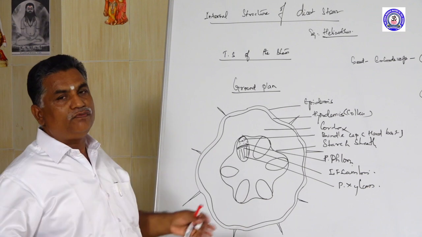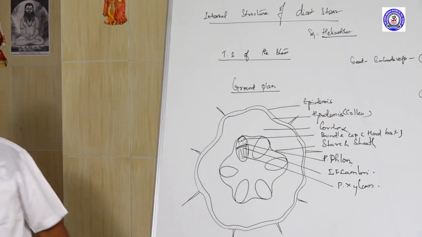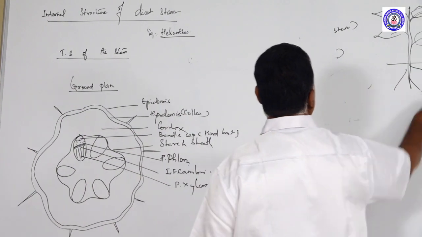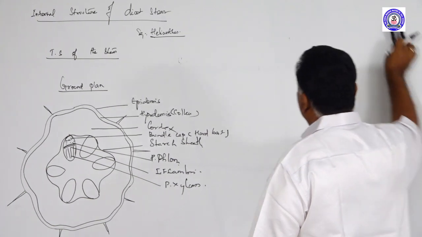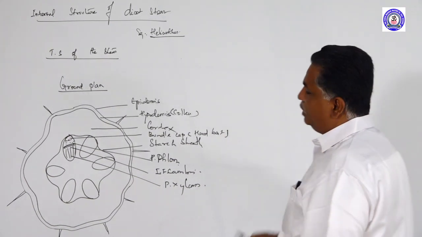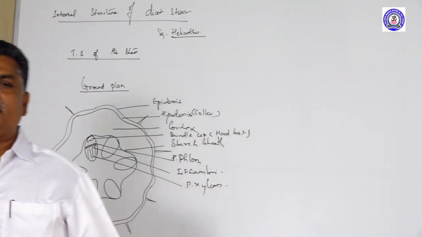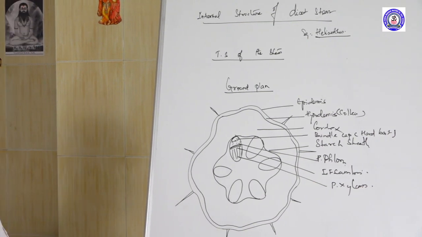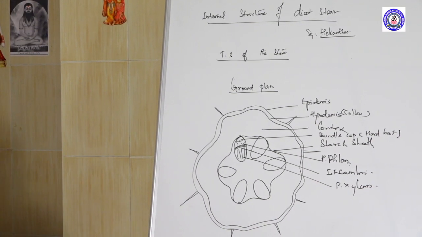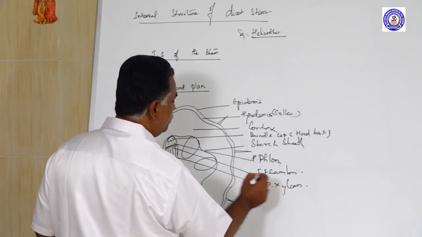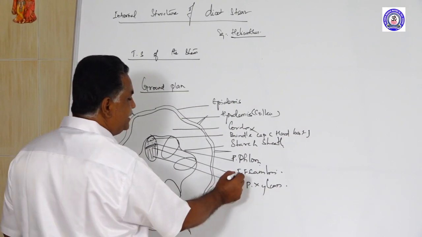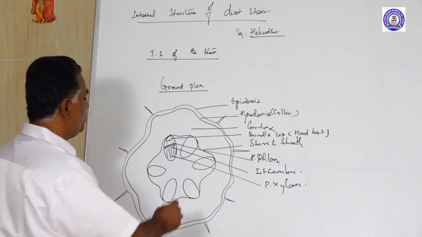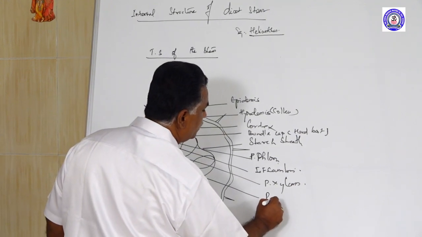In secondary growth we will talk about the formation of secondary tissues. This structure is called primary because it is produced during the primary growth. Secondary growth is also there in plants. We will talk about the secondary growth after completing the primary structures. In this primary structure, there are primary xylem, primary phloem and interfascicular cambium. At the center there is pith.